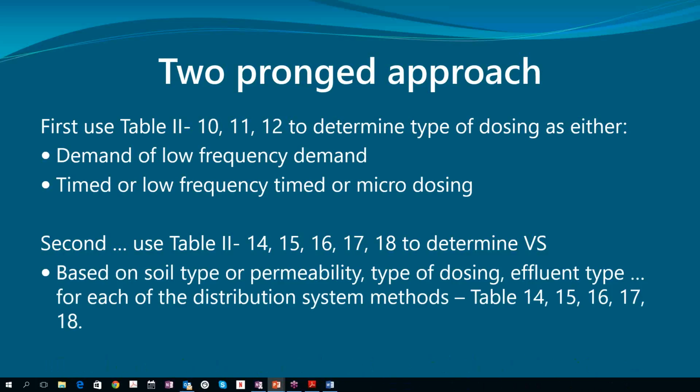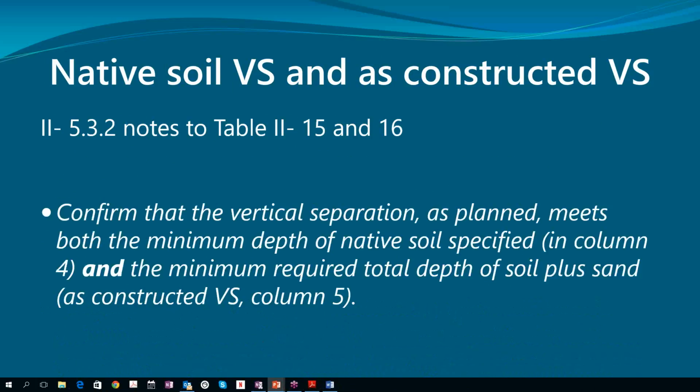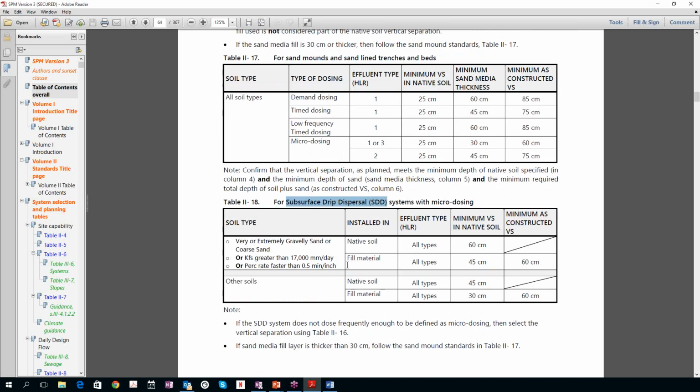In other words, there's a different table for different dosing types and different dispersal system types, and a different row in each table based on whether it's normal demand or low frequency demand, and so on. And we get this distinction between native and as constructed, and we have to meet both. So let's have a look.